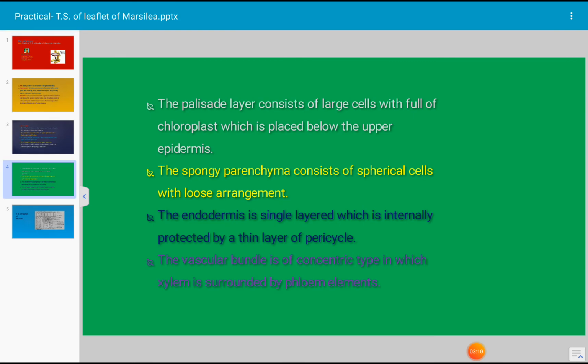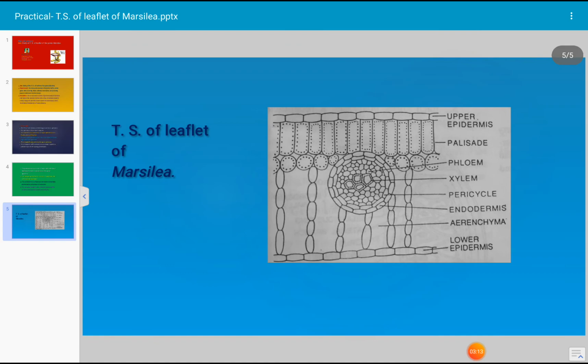Next, this is the photograph. This is the figure of the transverse section of the leaflet of Marsilea. See the upper epidermis that consists of barrel shaped cells, and the lower epidermis is also there. The palisade layer is shown, which consists of large cells, and phloem and xylem are present at the center, with endodermis and pericycle. Parenchyma is also there. Parenchyma is the characteristic feature of the Marsilea leaflet. This is all about the practical of the transverse section of the leaflet of Marsilea.